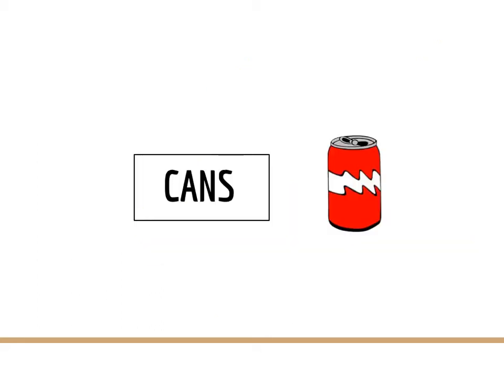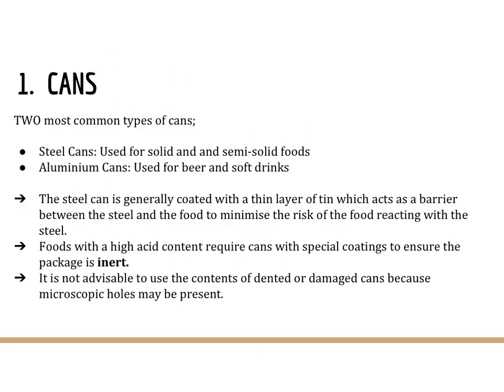So what we're going to do firstly is have a look at cans as our first type of packaging. So the most common types of cans that we see are broken into two main categories. So we've got steel cans and we also have aluminium cans. So steel cans are used for solid and semi-solid foods. So if you think about things like vegetables and fruit, while aluminium cans are used for beer and soft drinks. So if we think about Coca-Cola or Pepsi.